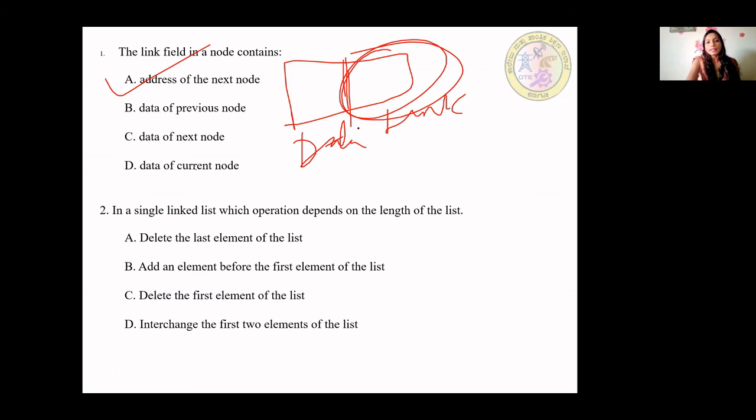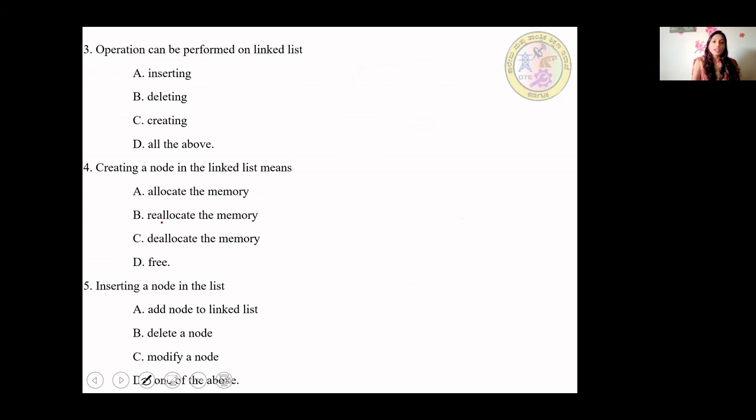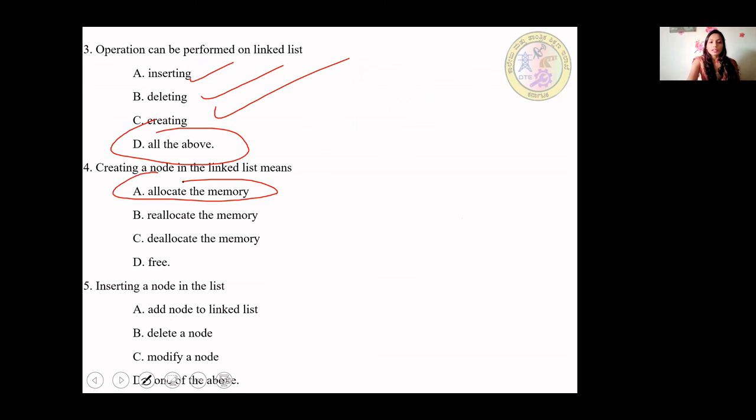So next, in a single linked list, which operation depends on the length of the list? Delete operation, when deleting the last element, because you have to go till the end of the list. Then which operations can be performed on the list? Insertion we can perform, deletion we can perform, creating. So the answer is all of the above. Creating a node in the linked list means what? Allocating, reallocating, deallocating, free. Creating means allocating the memory. Then inserting a node in the list means adding a node to the list.